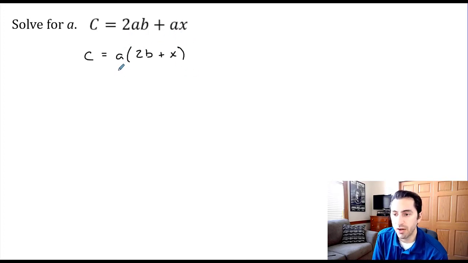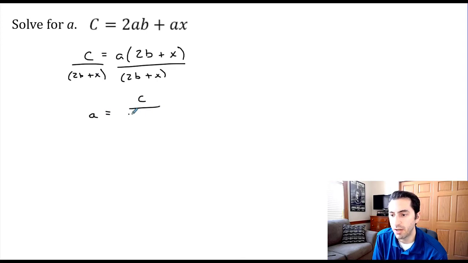So factoring that out, now the A is in one spot, and here I have A times all of this in parentheses. Again, thinking inverse operations, if I'm multiplying here, to isolate the A, let's divide by all of this stuff. We'll divide both sides by 2B plus X. That gives me A is equal to C divided by 2B plus X. And there's our solution.